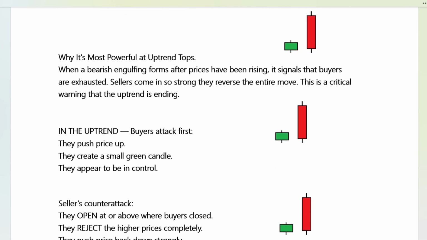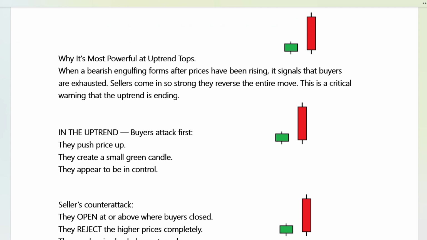Why it's most powerful at uptrend tops. When a bearish engulfing forms after prices have been rising, it signals that buyers are exhausted. Sellers come in so strong they reverse the entire move. This is a critical warning that the uptrend is ending.